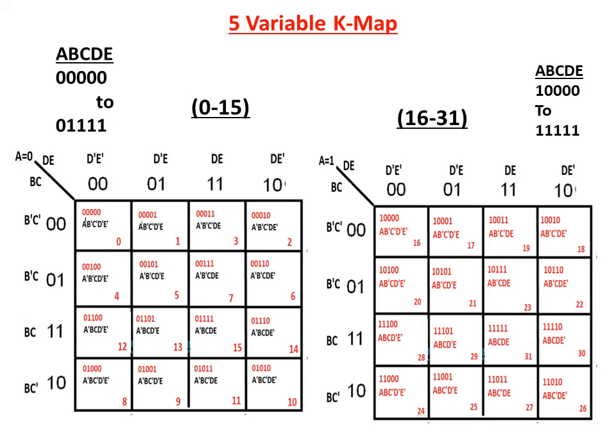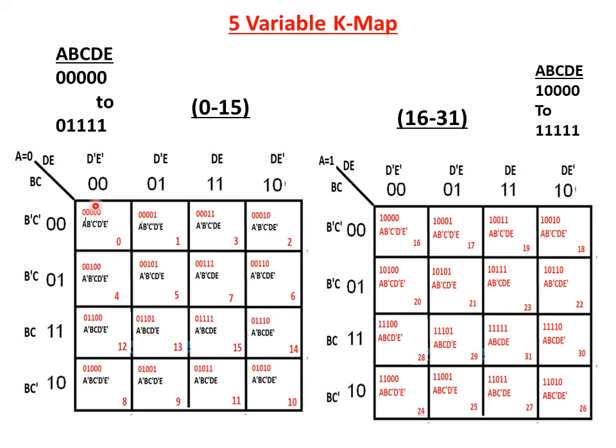The variables are A, B, C, D, E. For example, the variable A is a single variable and B, C, D, E is used to represent the min terms. So, for example, A is equal to 0 in the first K-map, 0 to 15 cells. For the second K-map, 16 to 31 cells, A is equal to 1. So the fifth variable is 0 for 0 to 15 and for 16 to 31, the fifth variable is 1.